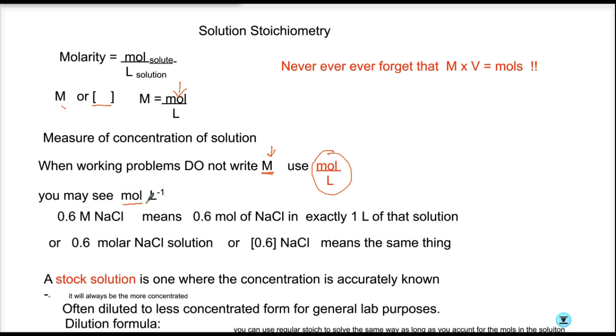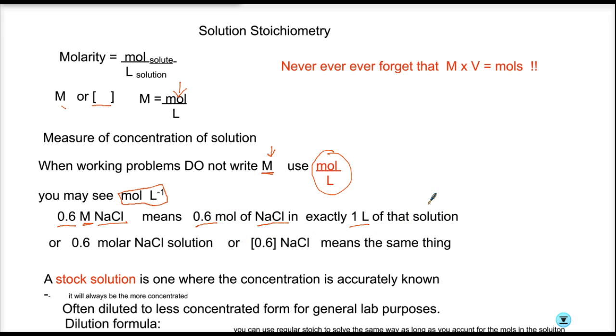You may see moles per liter written like this. That is legit. That means moles over liters to the -1, which is 1 over a liter, which is moles per liter. Okay, so if it is 0.6 molar NaCl, it means there are 0.6 moles of sodium chloride in exactly 1 liter of the solution. If you have 1 liter of it, you have exactly 0.6 moles.